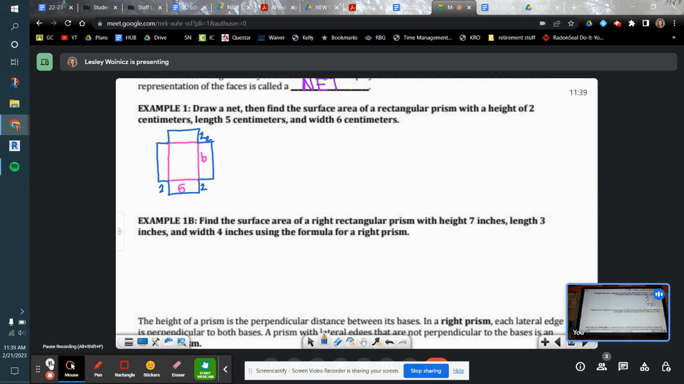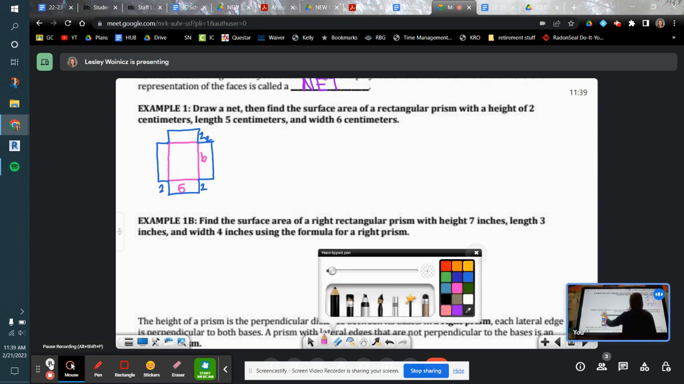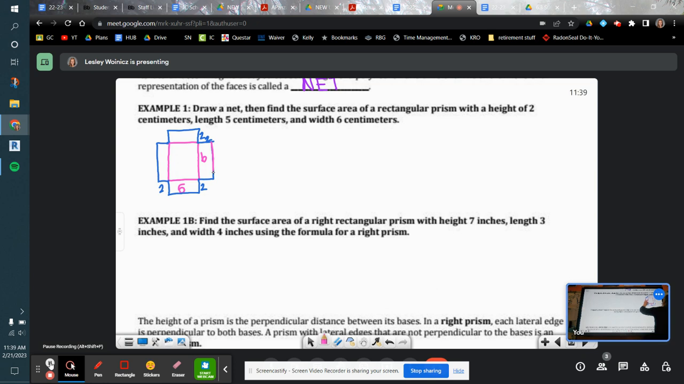Okay, so right now the box does not have a lid. It's got a bottom and it's got sides that we could fold up. But do you see that we need a lid for the box? Okay, so I'm going to do another pink big rectangle that is 5 by 6. Does that help everybody's brain?